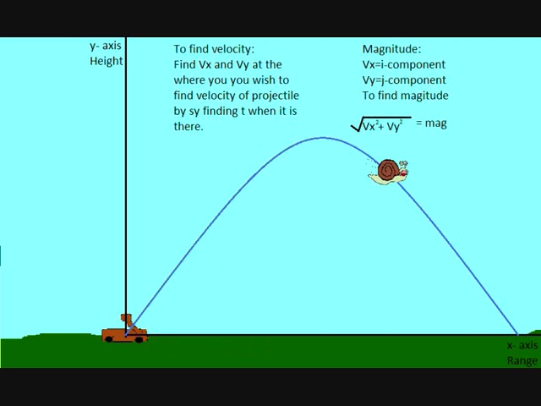Last but not least is the way of figuring out the velocity at a certain point. First, you need to find out what vx and vy are. We already know that vx is equal to ux, and you can obtain vy by finding the time it has taken to reach a point and then subbing it in.